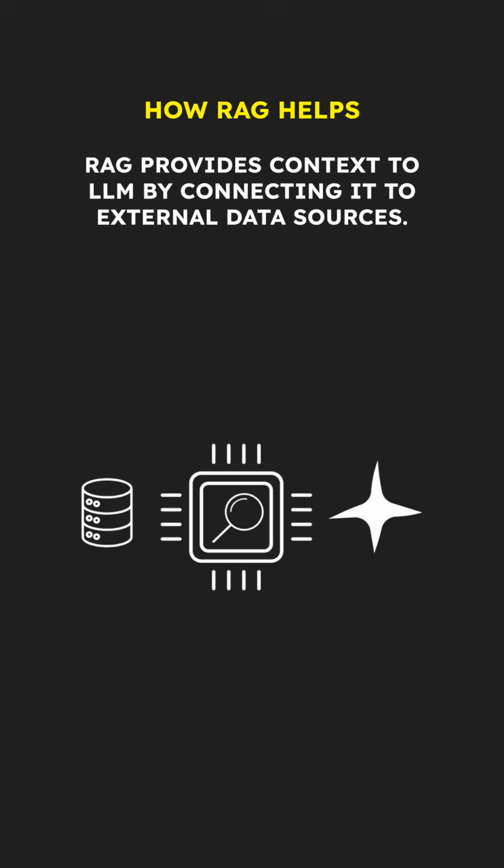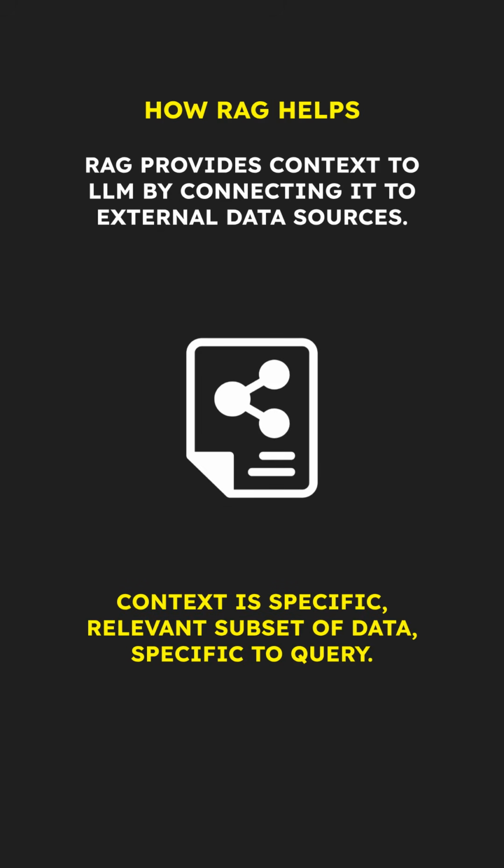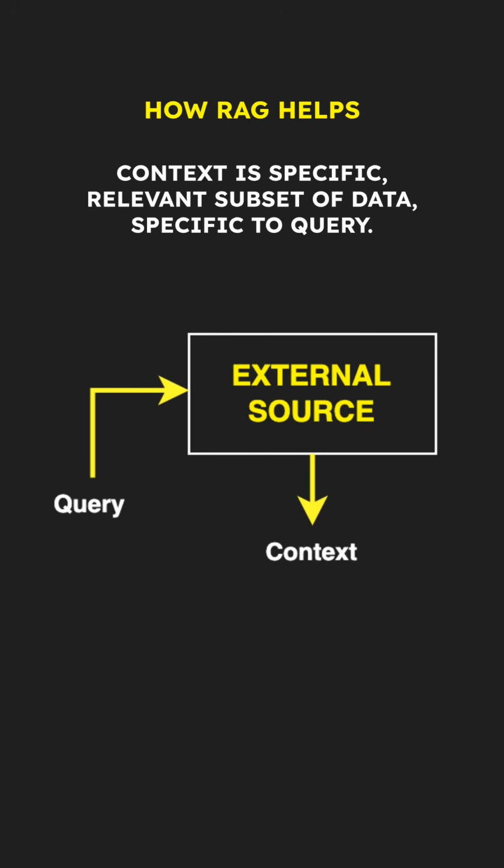It does this by connecting the LLM to external data sources. The context provided is a specific, relevant subset of data tailored to the user's query. As shown in this diagram, the query is passed to an external data source to retrieve the necessary context, which is then added to the query for the LLM.